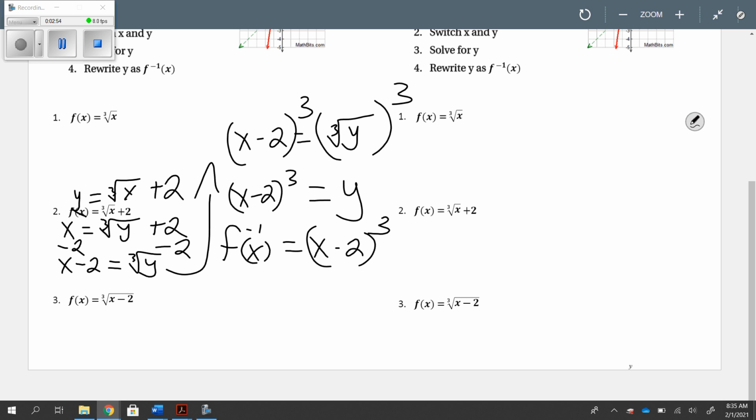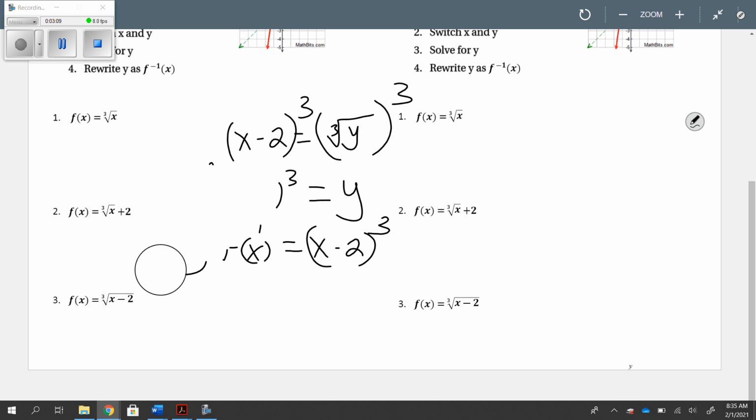And we're done. Again, check the original equation. The original equation was the cube root of x, and then plus 2. This time we did x minus 2 cubed. All right. Moving on.